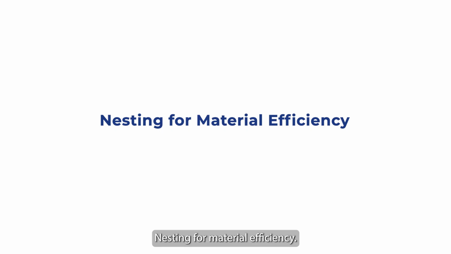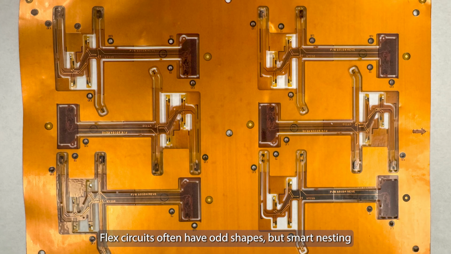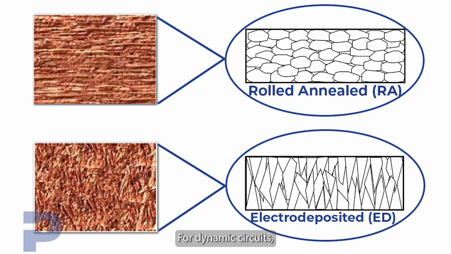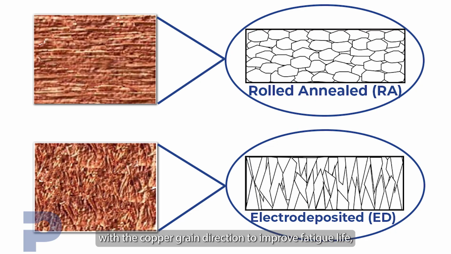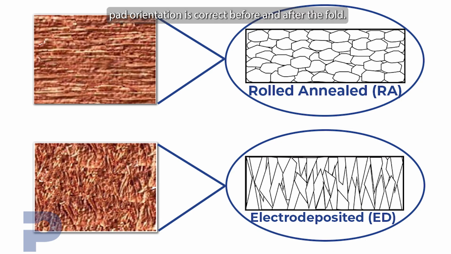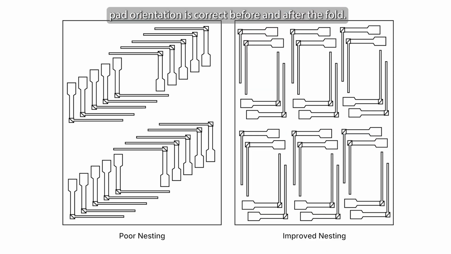And finally, let's talk sustainability. Nesting for material efficiency. Flex circuits often have odd shapes, but smart nesting during panelization reduces material waste. For dynamic circuits, align conductors with the copper grain direction to improve fatigue life. And if folds are part of your layout, make sure pad orientation is correct before and after the fold. These choices don't just save cost, they support more sustainable manufacturing too.